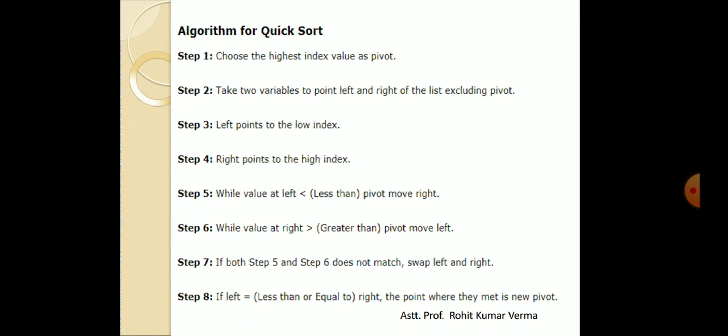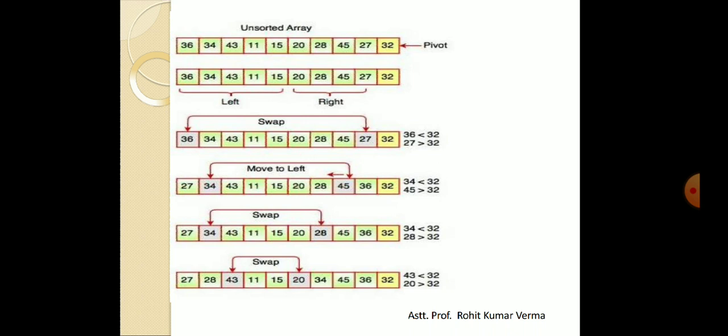How can we learn this concept with the help of an example? So dear students, in this example you can see we have an unsorted array. Here we are considering a pivot element that is 32. Now you can see in the third image of the array, first of all we start comparing from the left-hand side.